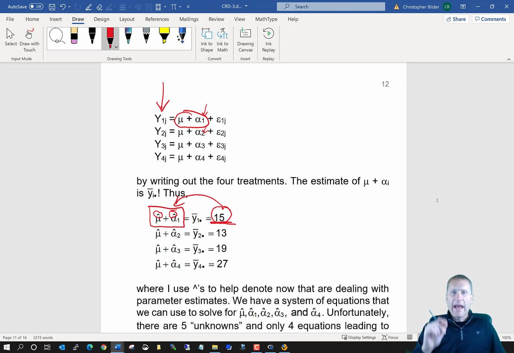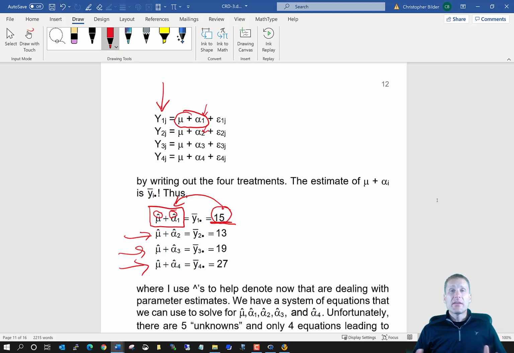And since now we're talking about estimates of these parameters, our statistics, I'm going to put little hats on top of my parameters, like the caret symbol. In statistics, we refer to them as hats. So I have mu hat, I have alpha hat 1, and I'm going to set mu hat plus alpha hat 1 to be 15. I'm going to do the same thing for design 2, design 3, and design 4.